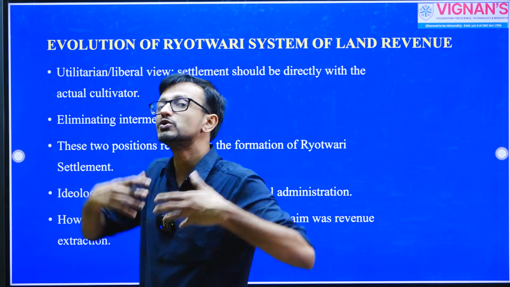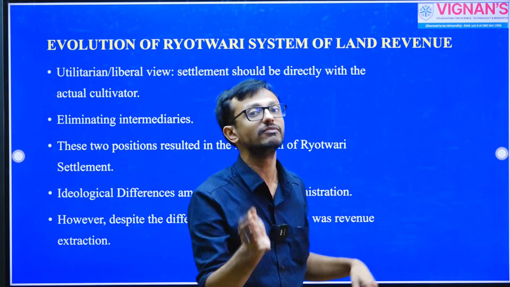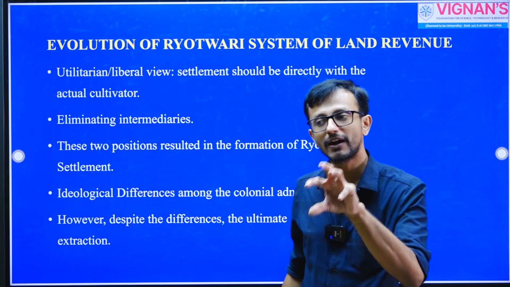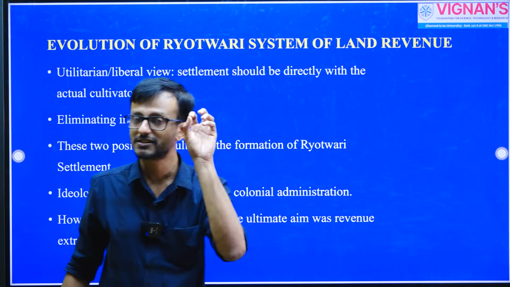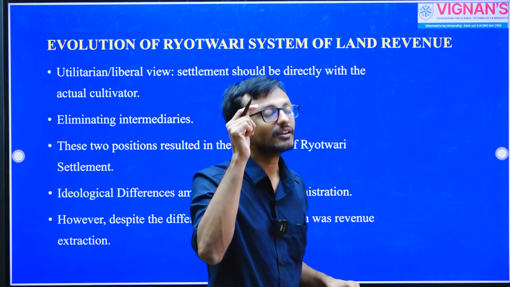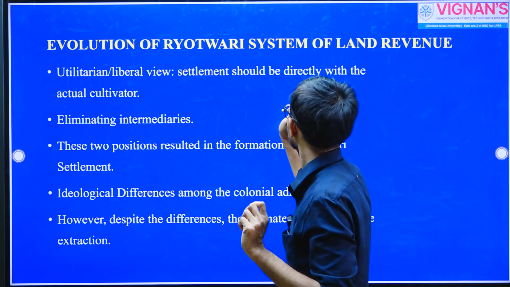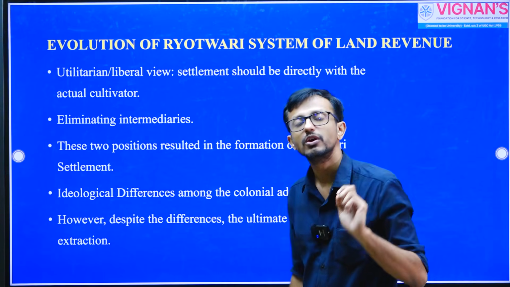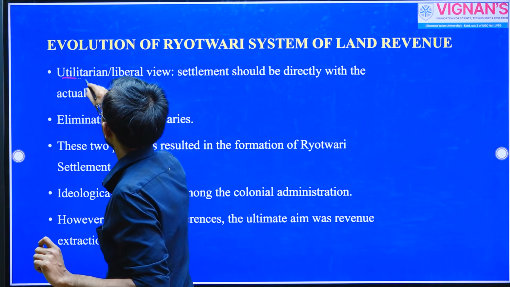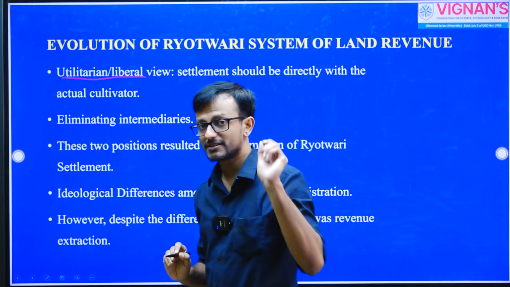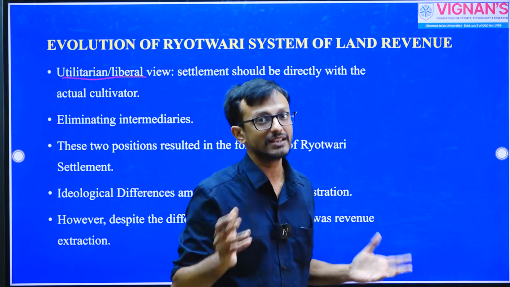Simultaneously you see another form of thought that is emerging in the southern part of India and western part of India. Southern part of India means places like Tamil Nadu, Andhra, and even Maharashtra, western part of Maharashtra. You see another form of land revenue concept that is evolving, which is called the Ryotwari system of land revenue. So the Ryotwari system of land revenue is considered to be utilitarian and liberal. Permanent settlement is considered to be mercantilist and physiocratic, but Ryotwari is considered to be utilitarian and liberal.